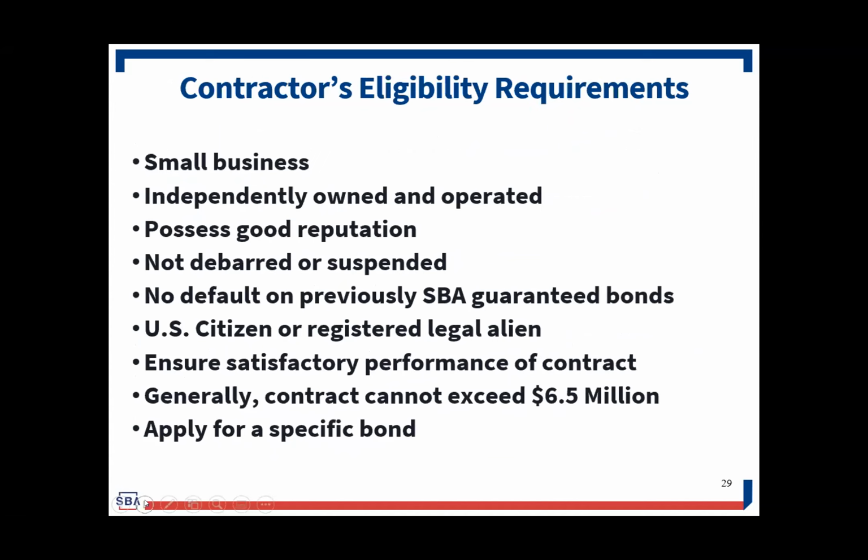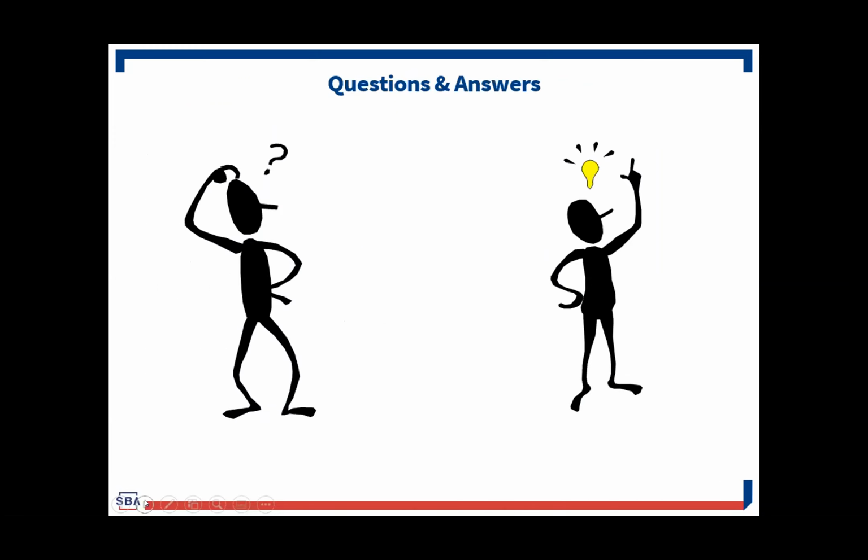So you have to be a small business. We're the Small Business Administration. So you have to be small, that's independently owned and operated. You possess a good reputation in the industry and in the community. You're not debarred or suspended or otherwise ineligible for doing business with the government. You haven't defaulted on any previously guaranteed bonds. You must be a US citizen or a registered legal alien, and you must be able to ensure satisfactory performance of that contract. So that concludes my presentation.